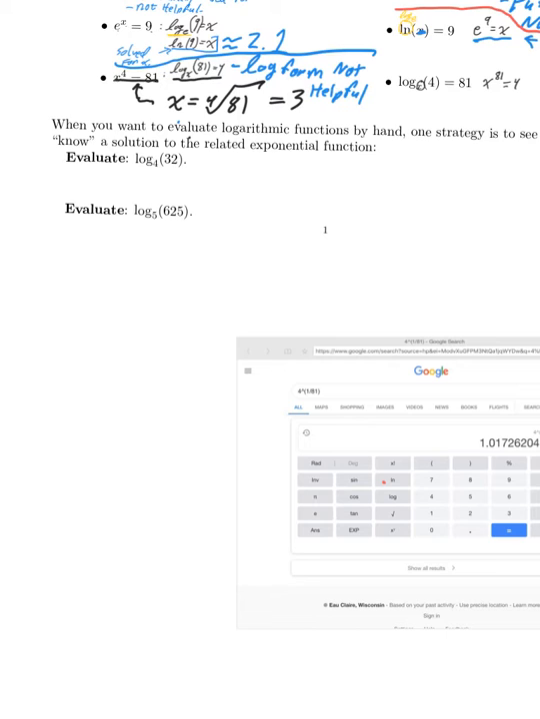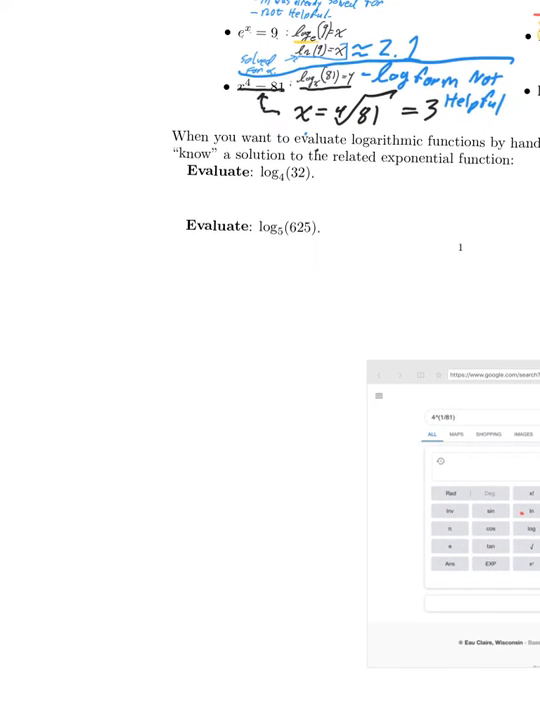Even if you don't know your powers of 5, from context you can probably tell that this means 625 is a power of 5. Even if you don't know what power of 5 it is, you can figure it out by just listing your powers of 5. So let's see, 5 times 5 is 25, times 5.